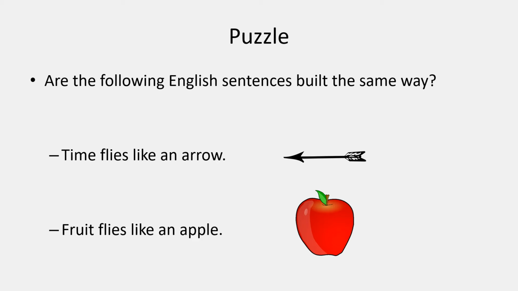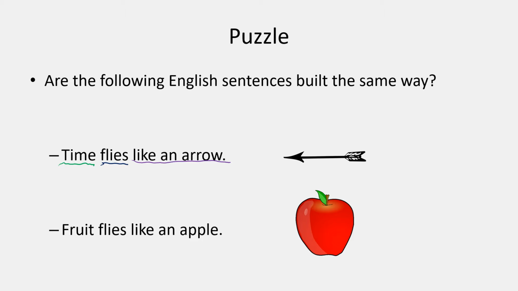And the puzzle was asking whether those two sentences, which share everything but two words in each in common, are built the same way. If you look at them, you would probably say, well, no way, because the structure is very different. For example, in time flies like an arrow, you would have the word time as a noun and flies as a verb. And like an arrow would be a subject.